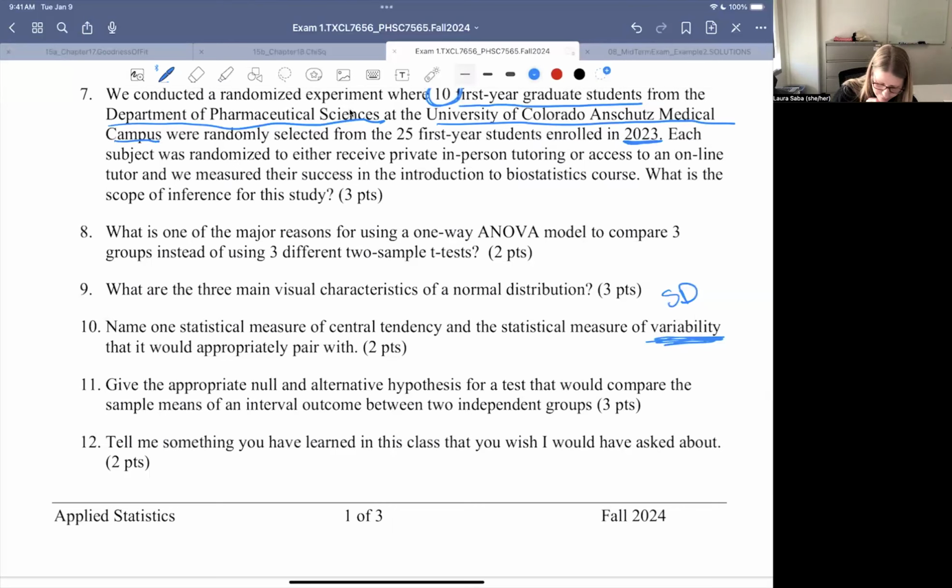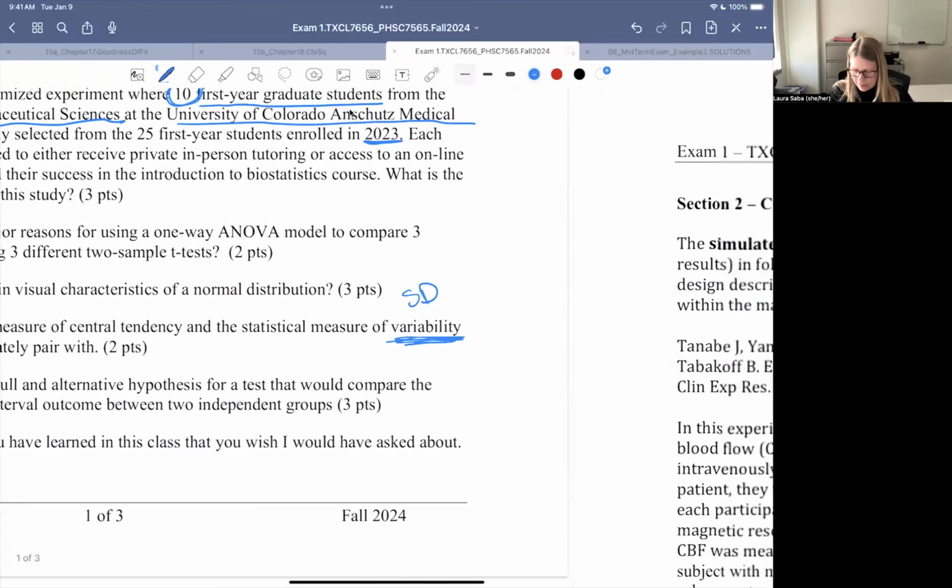I appreciate all the feedback I got here in number 12. Everybody got 2 points regardless of what you wrote. Some of the common themes that came up were confidence intervals and skewness and kurtosis.